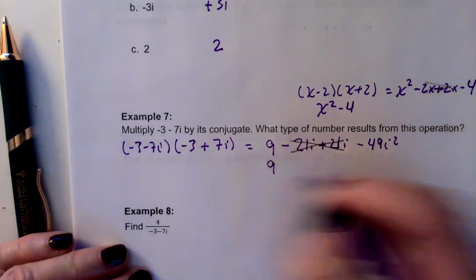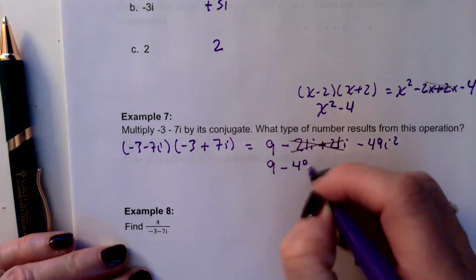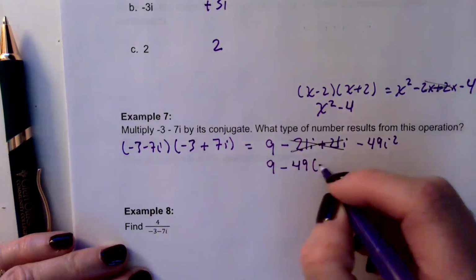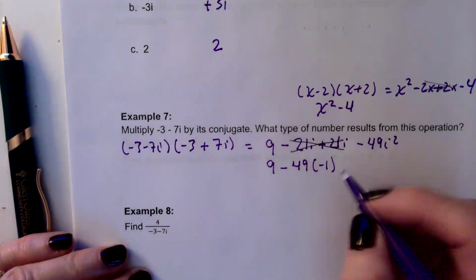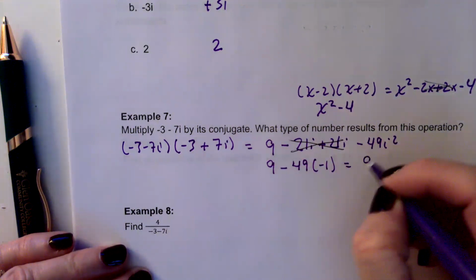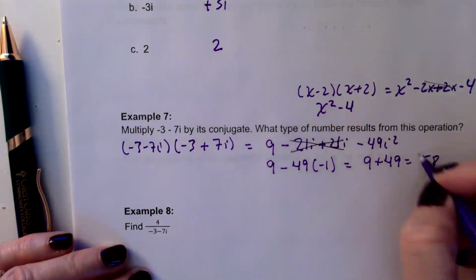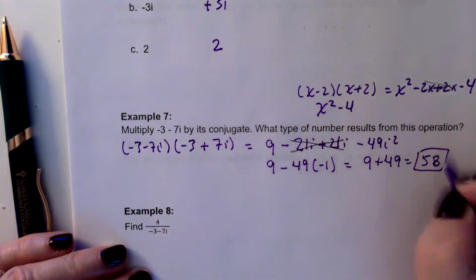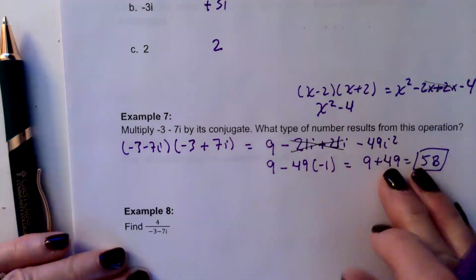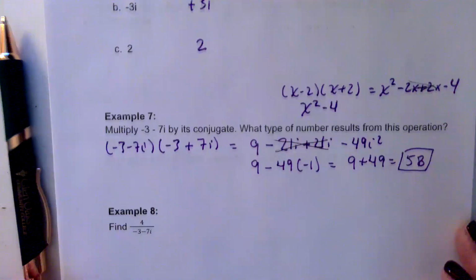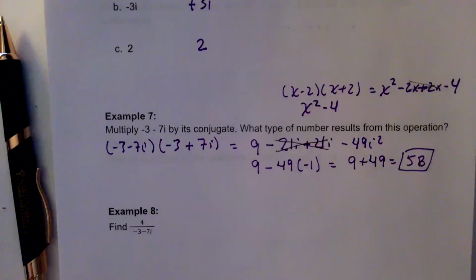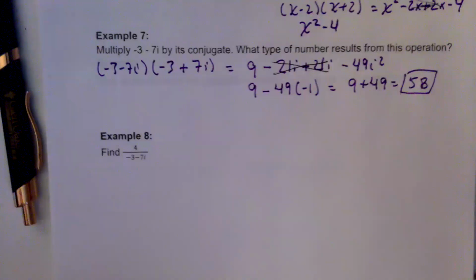And we have 9 subtracting 49. The i squared, remember, gets replaced with a -1. And so this simplifies to 9 plus 49 or 58. I'll be expecting you to show all of your work on these too. In the notes, in the homework, as well as on the test and quiz.